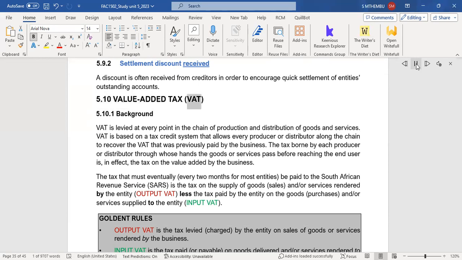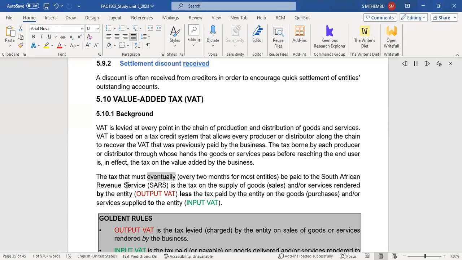5.10 Value-added tax, VAT. 5.10.1 Background. VAT is levied at every point in the chain of production and distribution of goods and services. VAT is based on a tax credit system that allows every producer or distributor along the chain to recover the VAT that was previously paid by the business. The tax borne by each producer or distributor through whose hands the goods or services pass before reaching the end user is, in effect, the tax on the value added by the business.